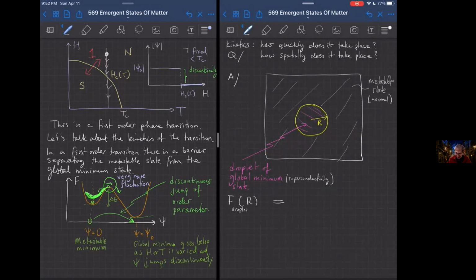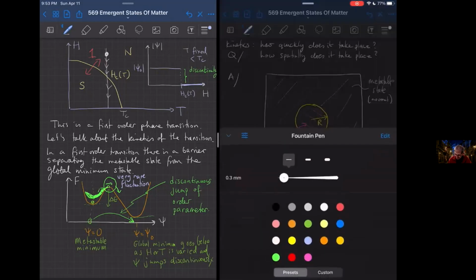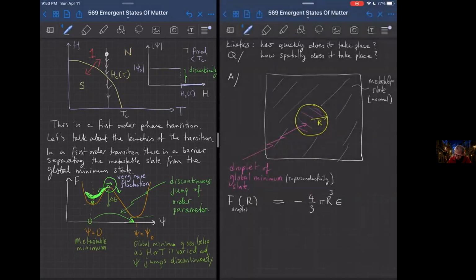Well, first of all, it does have a lower free energy in the bulk because it's the global minimum. So let us say that it has an energy. It's a sphere, so it's 4/3 pi r cubed, that's the volume, times the energy gain per unit volume. We're going to call that epsilon. So this epsilon is the energy gain from being in the superconducting state, the condensation energy, which is, as we know, Hc squared over 8 pi.